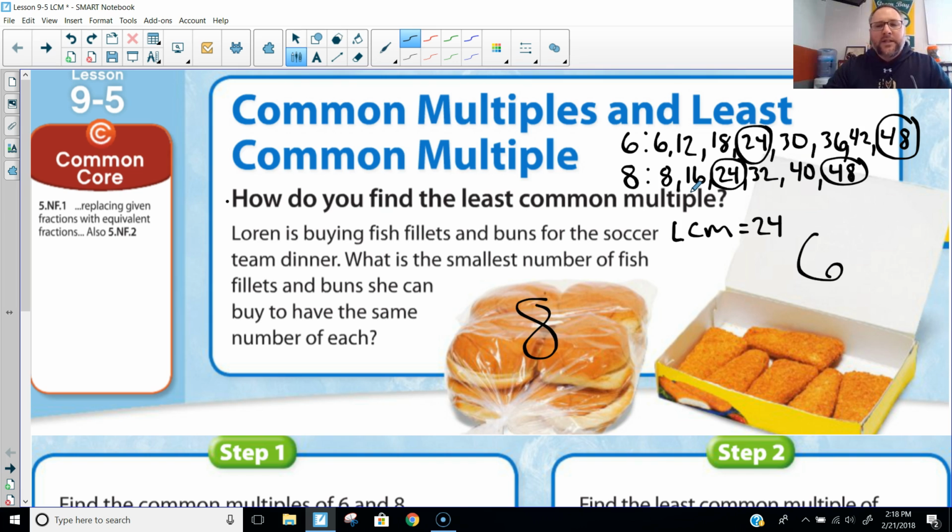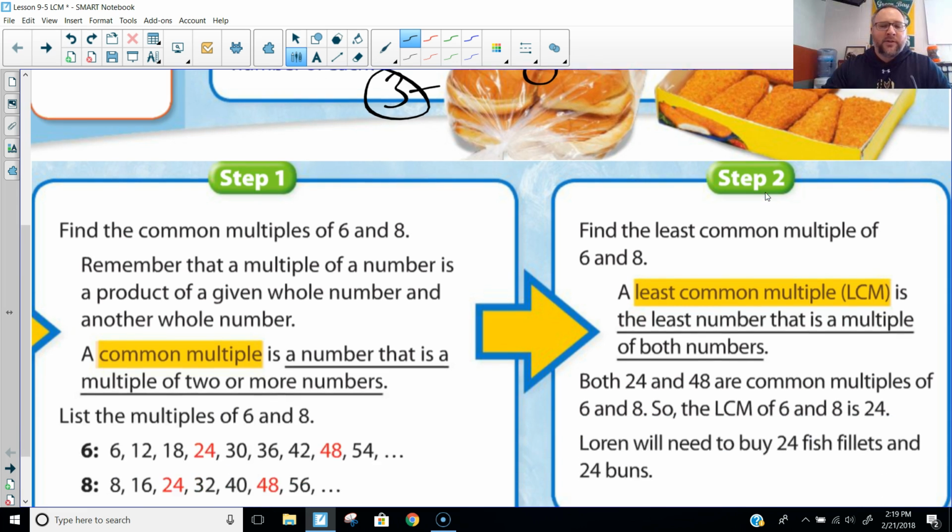So to answer the question, what is the smallest number of fish fillets and buns she can buy to have the same number of each? Well, she can buy 3 packages of buns, because 8 times 3 is 24, and she can buy 4 boxes of fish fillets. And the amount she will have for both is 24, the least common multiple. So when she has 24 fish fillets and 24 buns, that is the least you can buy without having any extra left over.